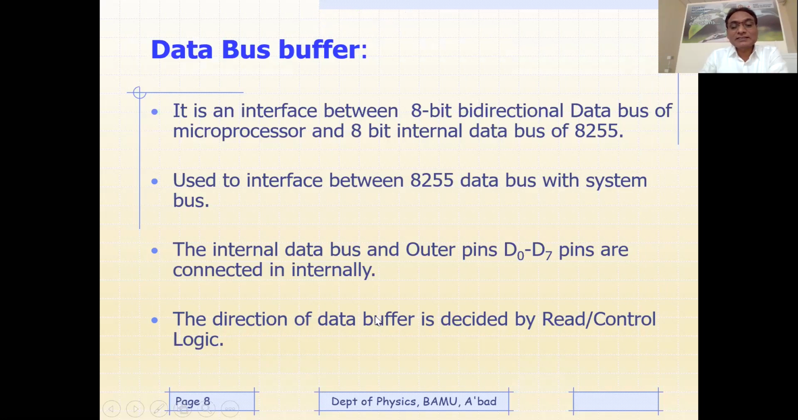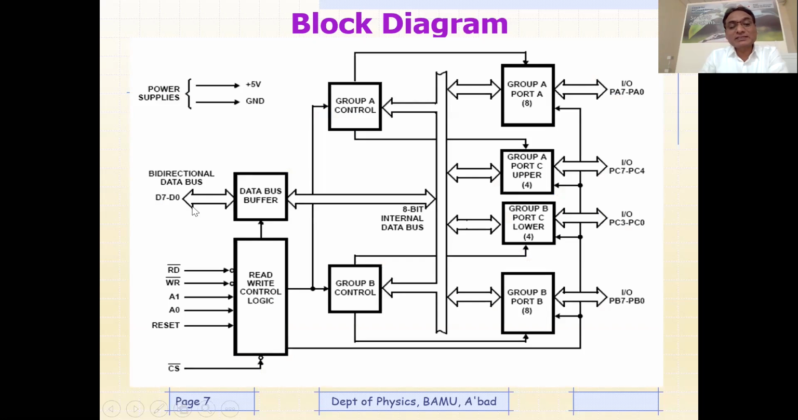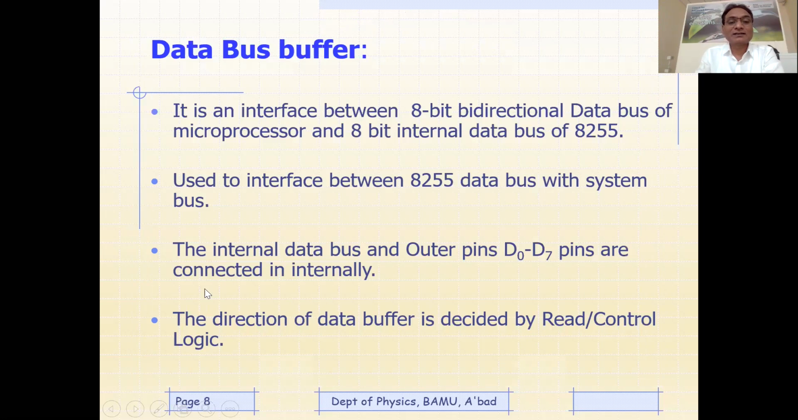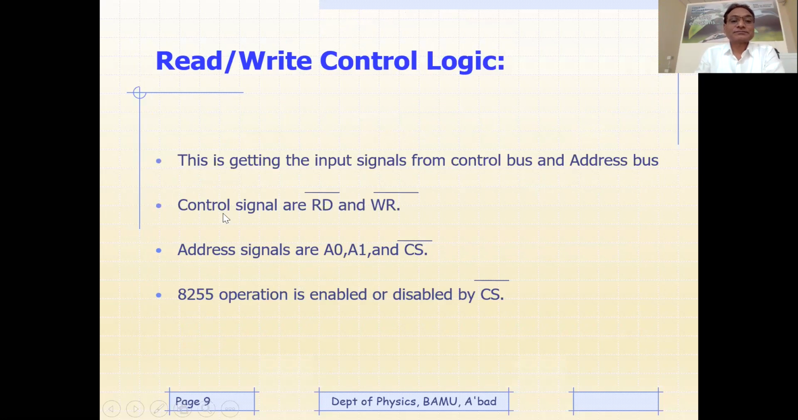The direction of the data buffer is decided by the read-write control. So direction, I mean whether it is incoming or outgoing, depends on the RD bar signal or WR bar signal. If it is RD bar, it means you are reading data from the microprocessor, so it will be incoming. If it is WR bar, it means you are writing something into the microprocessor, so it is going to be outgoing. So direction is going to be decided by RD bar and WR bar.